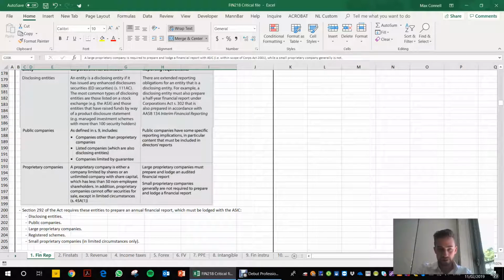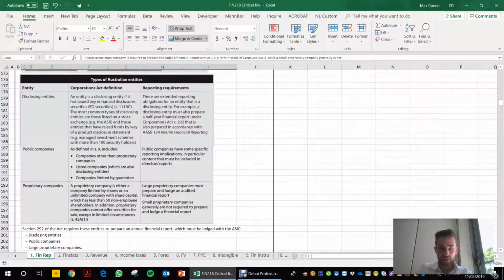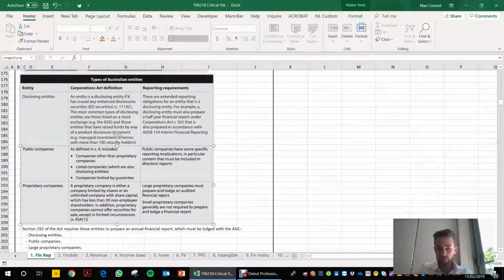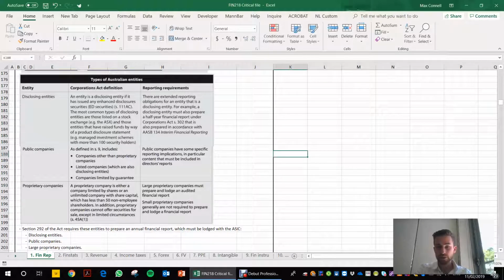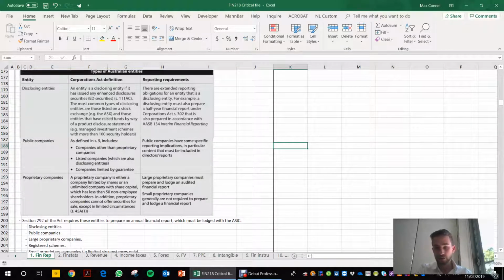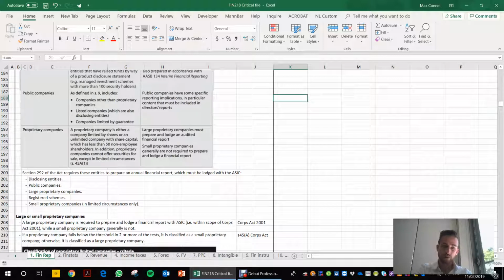Just before I go into this, as a side note, all of these entities, disclosing entities, public companies, and large proprietary companies, in addition to their unique reporting requirements, the most important part is that all of these three entities must prepare an annual financial report which is lodged with ASIC.